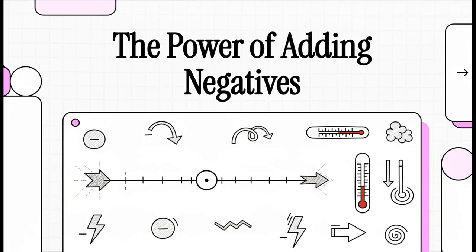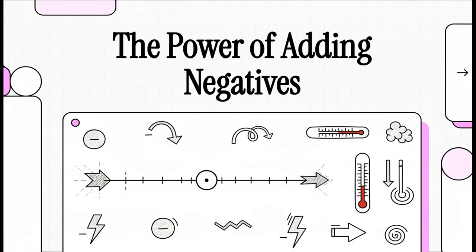Let's talk about something in math that just feels, well, a little weird. How can you add something but end up with less than what you started with? It sounds counterintuitive, but it's all about the power of negative numbers. And over the next few minutes, we're going to break it all down. I promise, it's actually way simpler and cooler than you think.